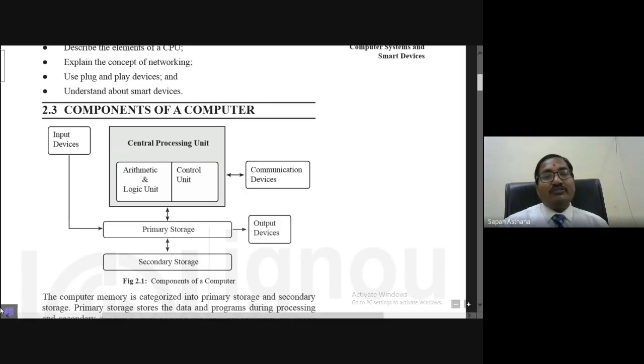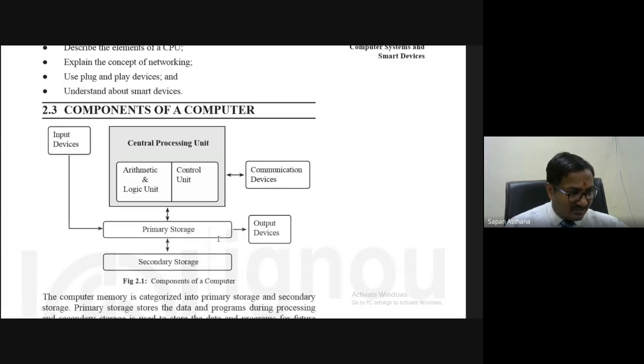What are the various components of the computer? The input devices, central processing unit, arithmetic and logic unit, control unit, primary storage, secondary storage, communication devices, output devices. Okay, these are the various important components. Input devices, through these devices you give data to our system. If I ask you, learners, is my webcam an input device or an output device?